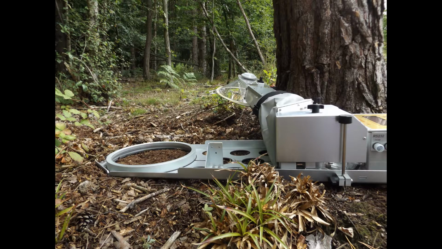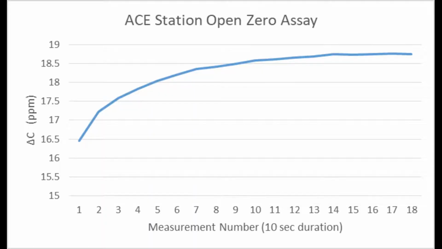Open system measurements, although slower, are regarded as more accurate by many researchers, as they are less influenced by changes within the enclosed chamber or by variations in the soil structure. Here is an example dataset plotted to show delta C CO2 in parts per million against measurement number.